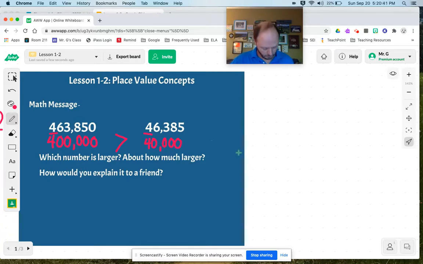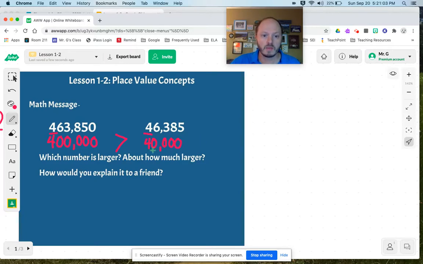Okay, now how much bigger is 400,000 versus 40,000? How would you say one is bigger than the other? What way would we compare them? There's actually two ways that we can compare numbers. We're going to get into that much later in the year.